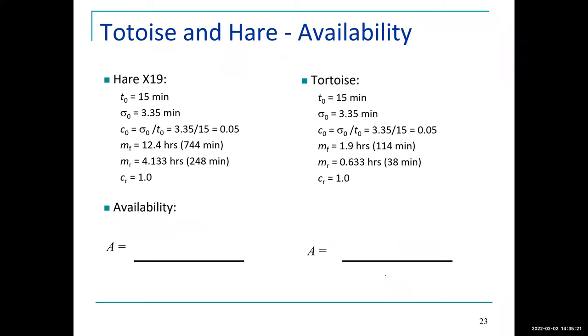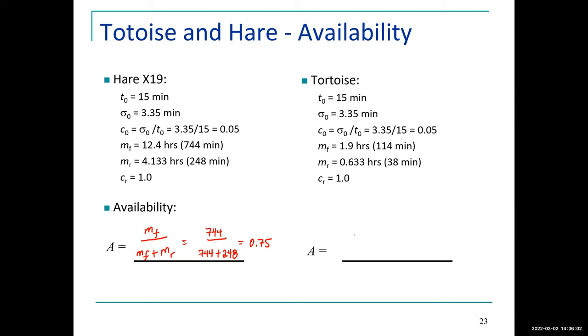Well, let's compute those numbers. We're going to use the formula for the availability, which is mean time to failure divided by mean time to failure plus mean time to repair. In terms of minutes, that's 744 divided by 744 plus 248, and this is equal to 0.75. So for the X19, we have an availability of 0.75.